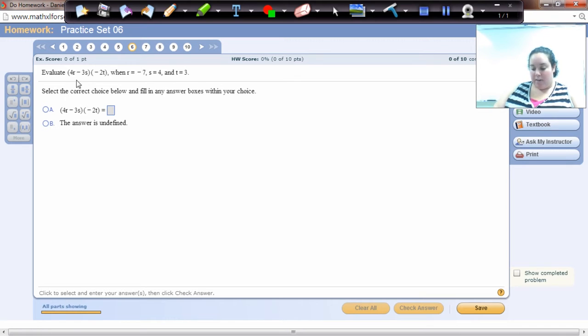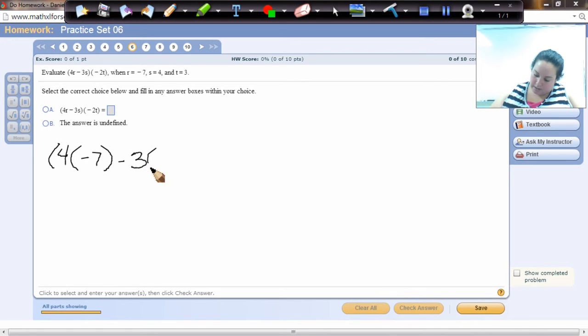Okay, this says evaluate 4r minus 3s times negative 2 times t. We know what r, s, and t are, so let's go ahead and plug those in. 4 times r, which is negative 7, minus 3 times s, which is 4, times negative 2 times t.